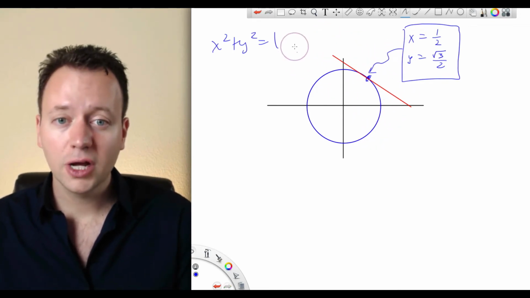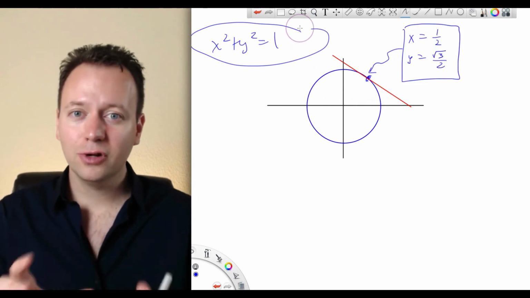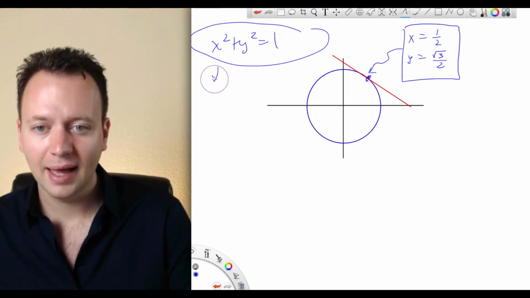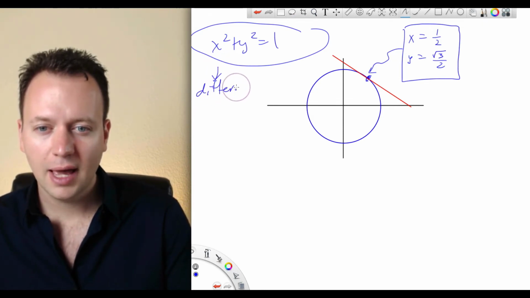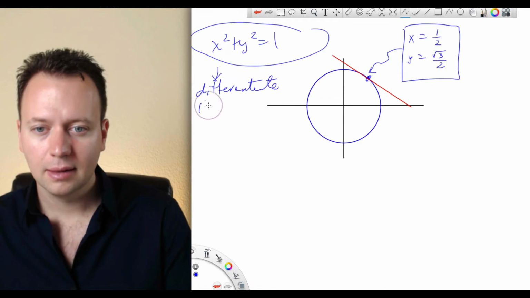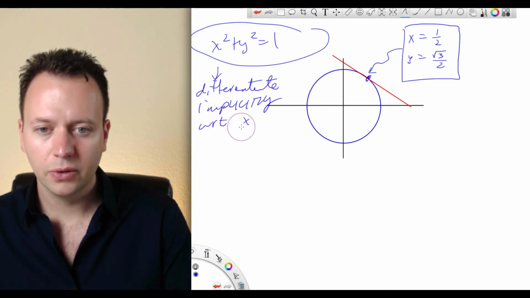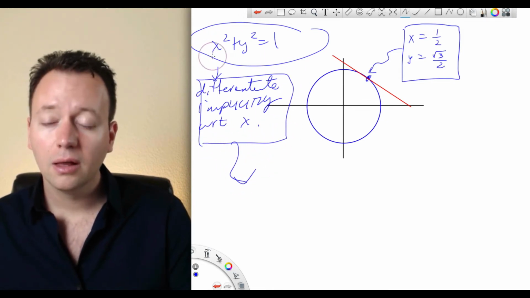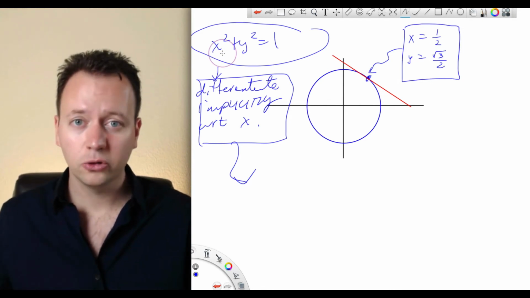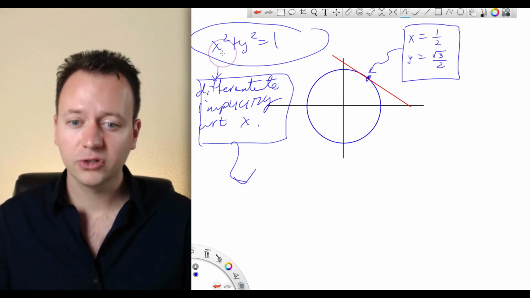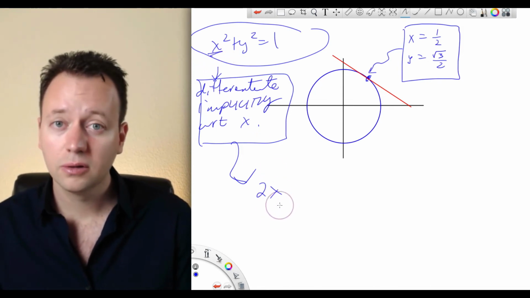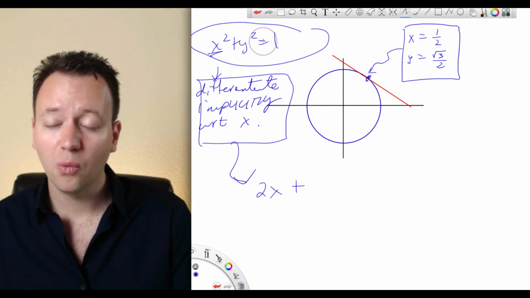Okay, so to differentiate this implicitly, we just differentiate as normal. So we're going to differentiate implicitly with respect to the variable x. So to achieve this, we just differentiate term by term as always. The derivative of x squared is 2x, right? So the derivative of x squared, 2x, plus the derivative of y squared.